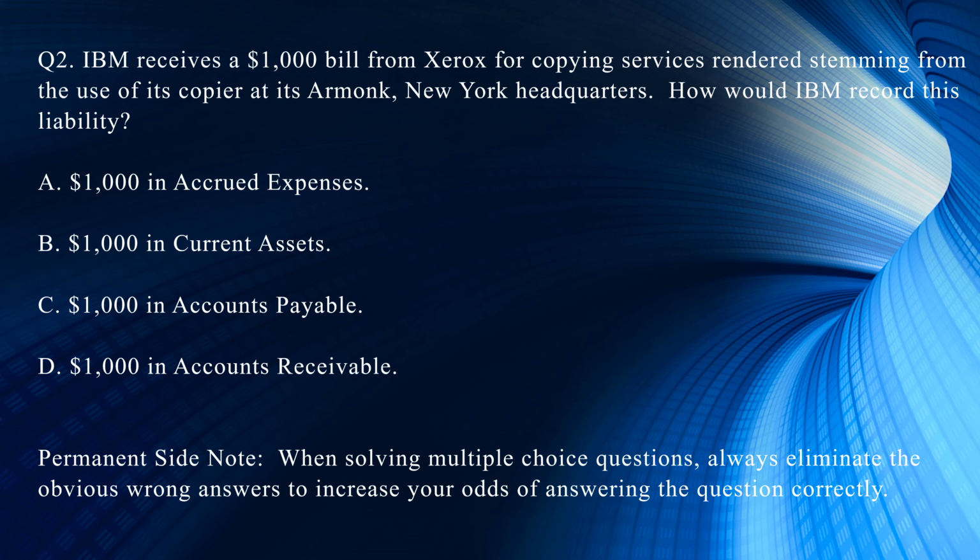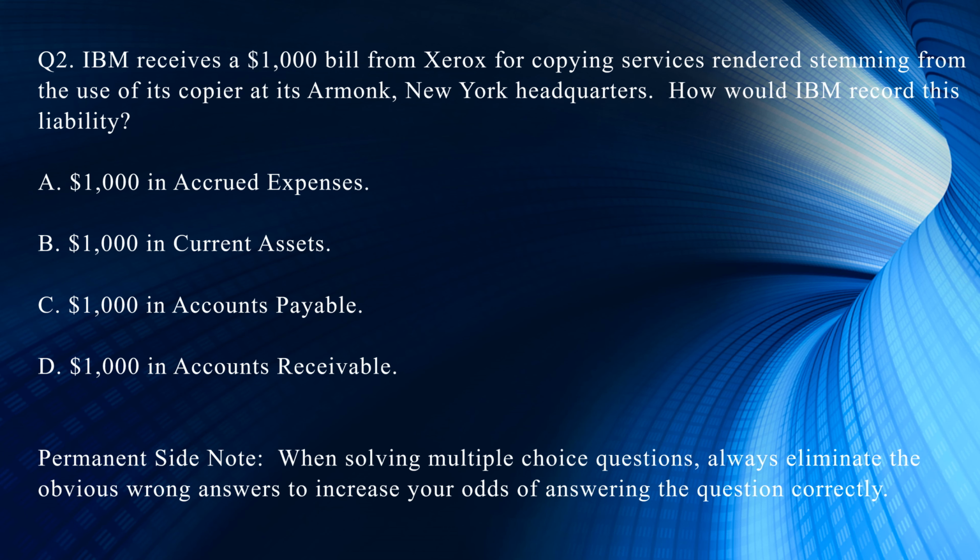So let's move on to D. $1,000 in accounts receivable. Again, accounts receivable is just like B. It's a current asset. It's a specific type of current asset. So we know that we're talking about liabilities in this question, and we could eliminate that. We're left with C. Now let's analyze C as a potential correct answer.